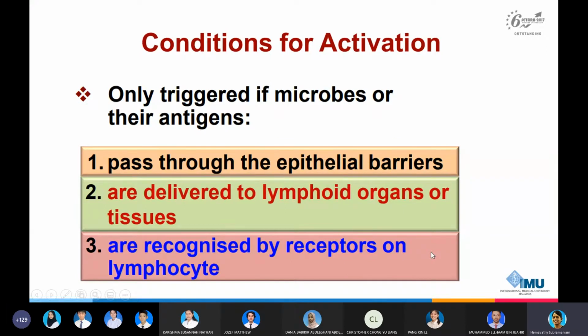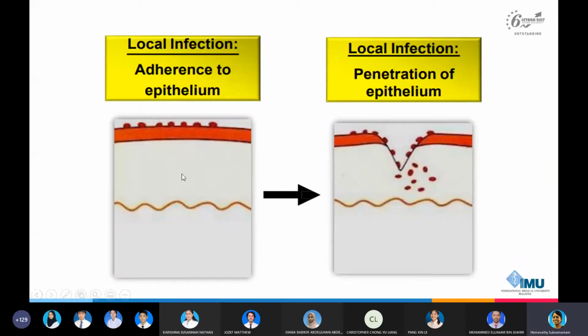Let's say a local infection, for example. This is supposed to be a microbe, right? There is adherence of the microbe to the epithelium here.